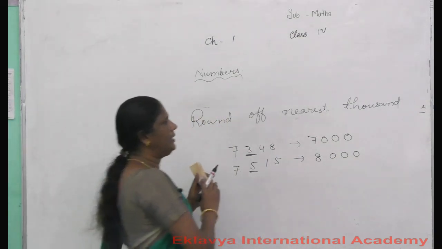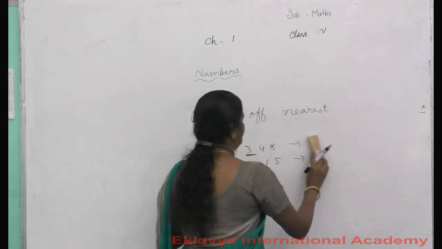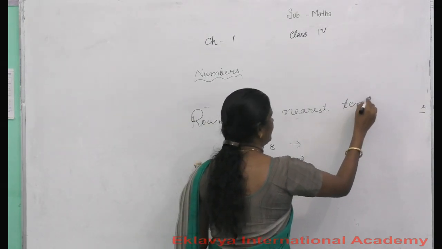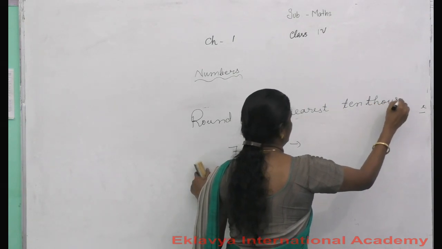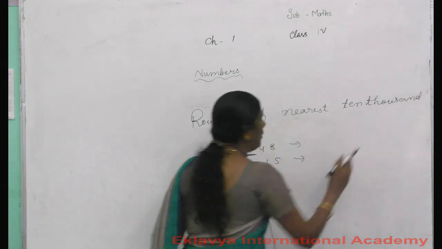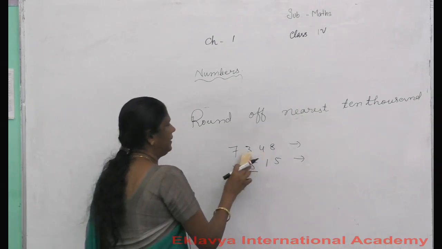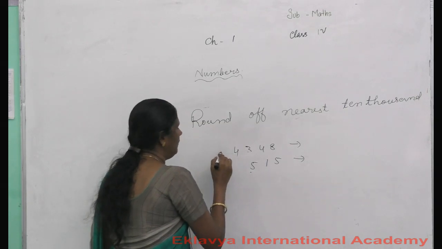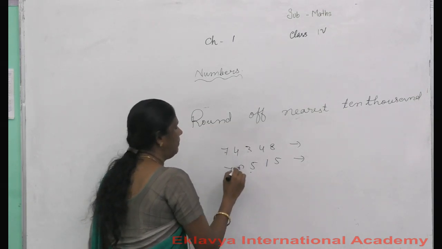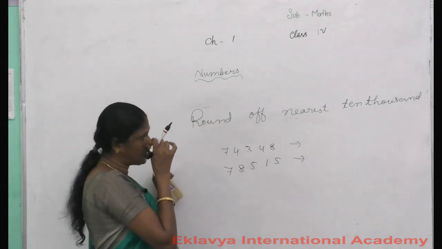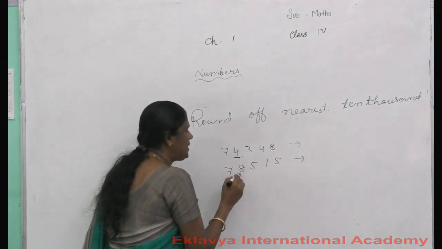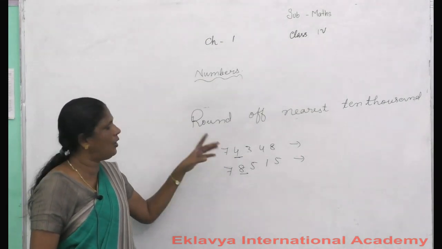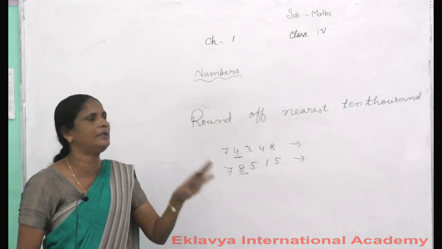Understand this? The nearest 10,000. Next, nearest 10,000. We round off to the nearest 10,000. We look in the 1000 place. Here which digit is coming in the 1000 place? 4. 0, 1, 2, 3, 4 come in the 1000 place.